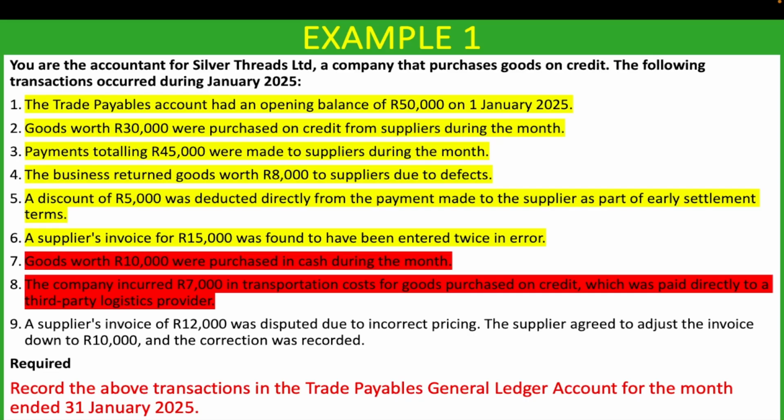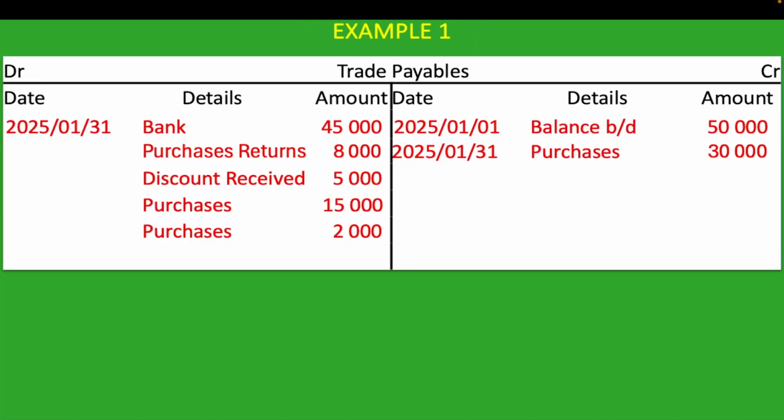So that's what we're going to assume here, just for the sake of understanding what you do when you have such a scenario where there is incorrect pricing. And that's exactly what we did by putting the purchases 2,000 Rand here. I hope that has made sense.